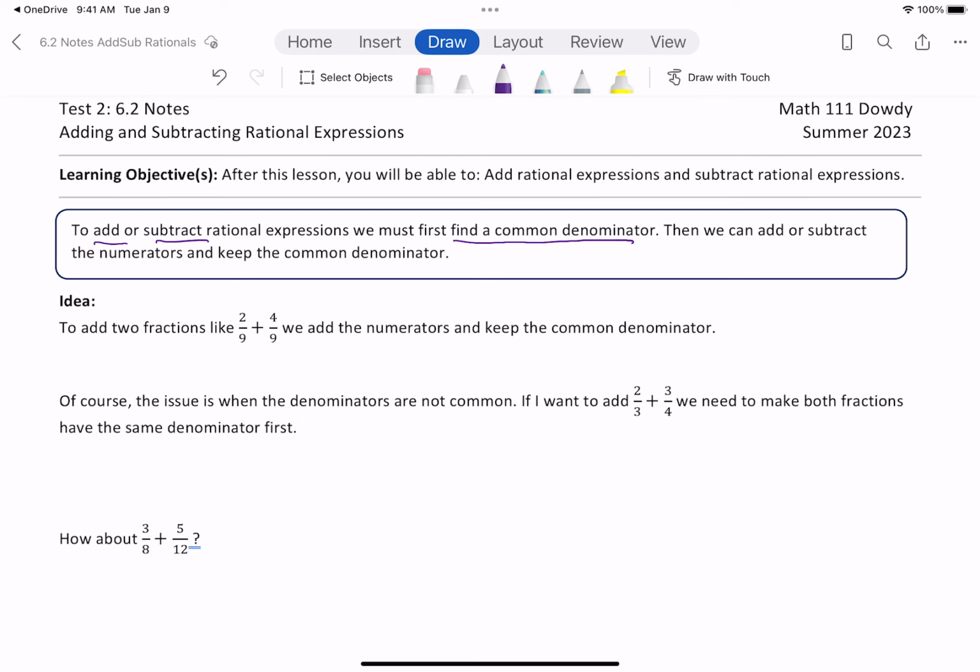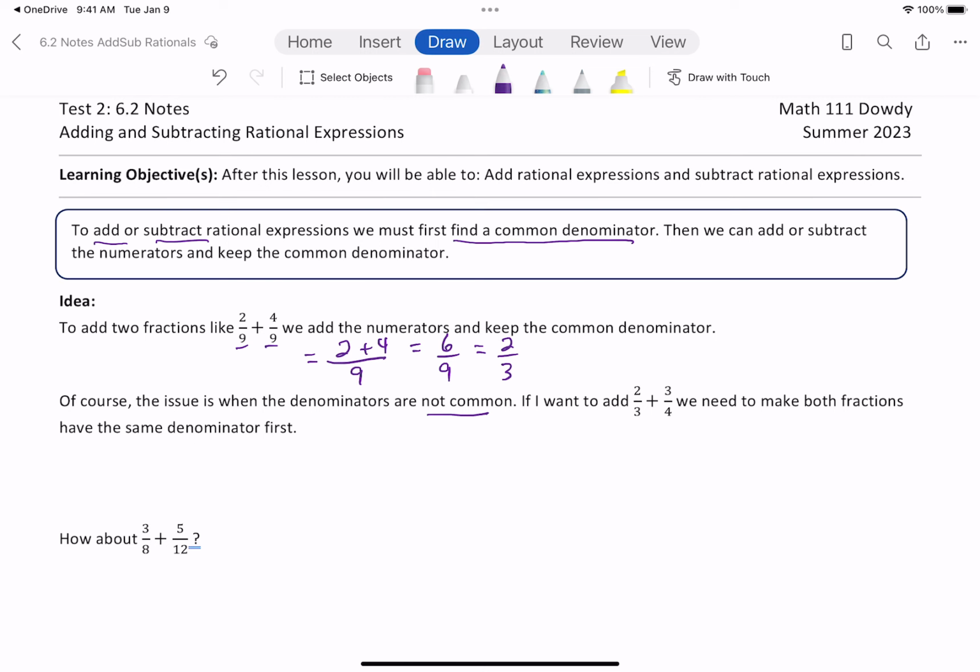So the idea here, if we look at this first problem, if they were all like this, then we'd all be a lot happier because these are so much simpler. When we have the same denominator, all we have to do is add the numerators and keep that same denominator, and that gives me 6/9. And of course we always want to write it in lowest terms, so we would need to reduce to get 2/3.